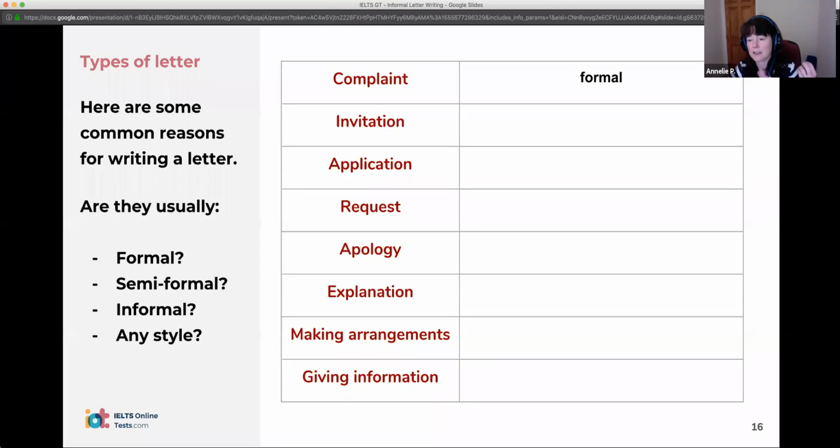Okay, yes, so very good. Formal complaint, it's very unlikely. I think maybe you could have semi-formal as well, but it's most likely going to be formal, complaining to a company about something. What about inviting somebody? Okay, very good.